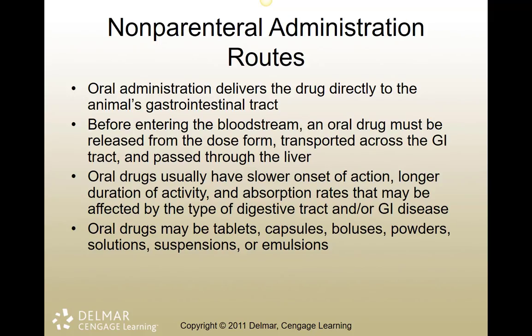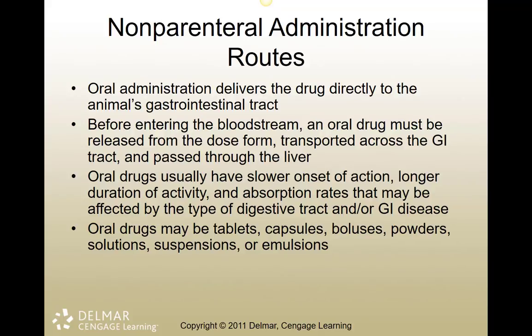So oral administration, any drug that's given directly into the mouth or into the stomach before entering the bloodstream, has to be broken down and absorbed by either the stomach or the small intestine. It's important to understand which type of drugs do which. Usually if it's a powder or a tablet, it's going to be broken down and absorbed in the stomach. If it's in a capsule or a gel cap, those are meant to pass through the stomach, and they're going to break down in the small intestine, where the drug will be absorbed.